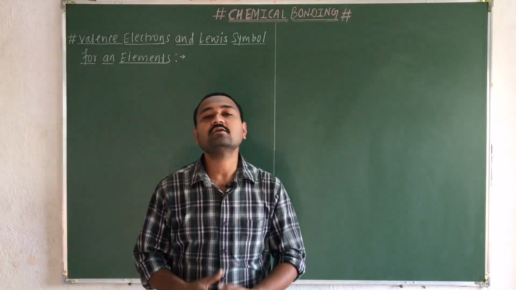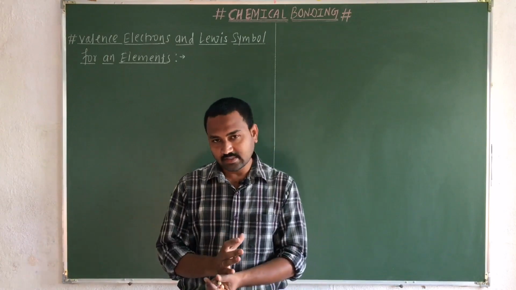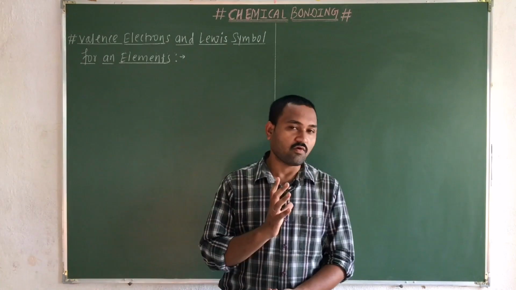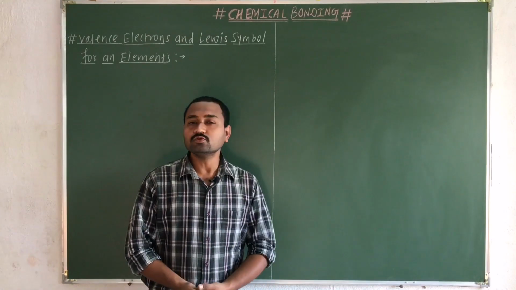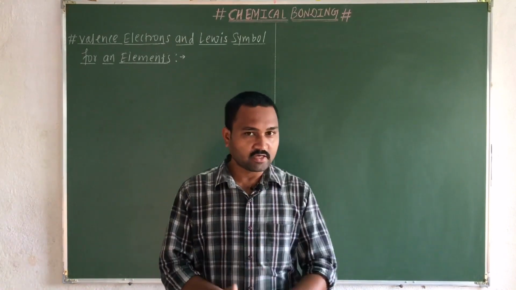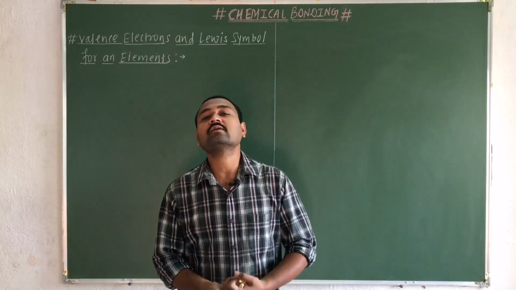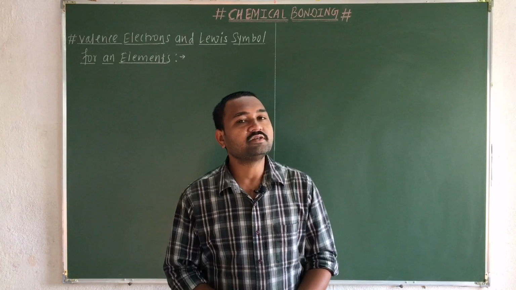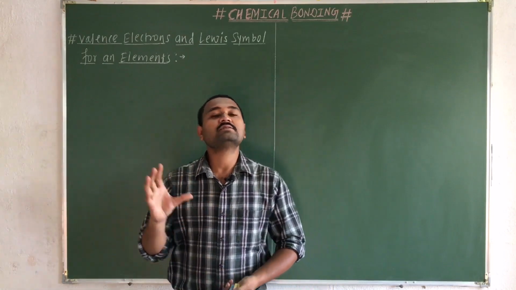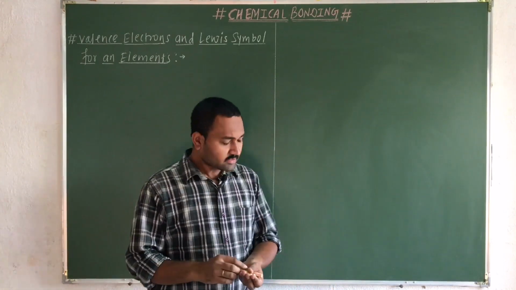Now in today's lecture we are going to learn about the valence electron and the Lewis symbol for an element. It is a very important topic. Now you know that during the formation of any chemical bond, two or more atoms are involved, isn't it? And the chemical bond formation takes place by the valence electrons. Now what are the valence electrons?